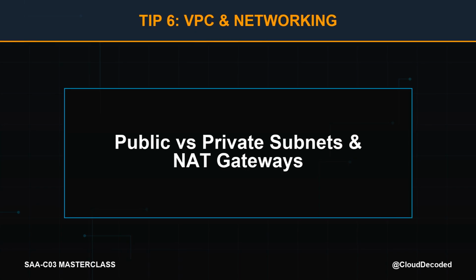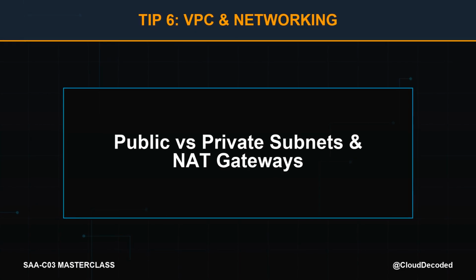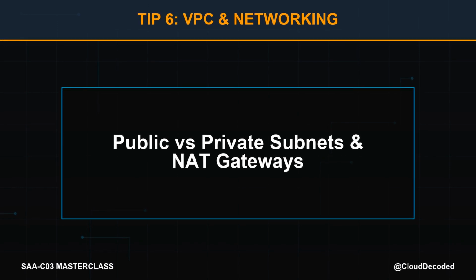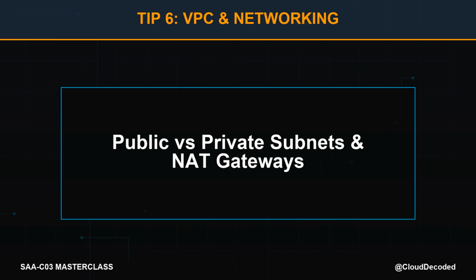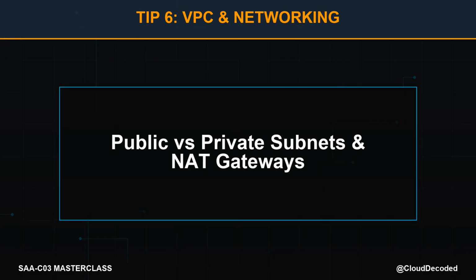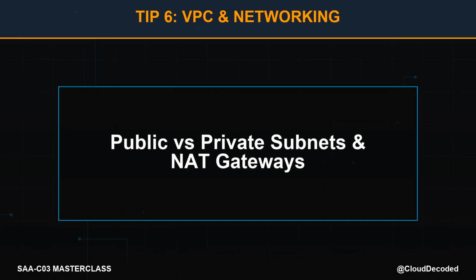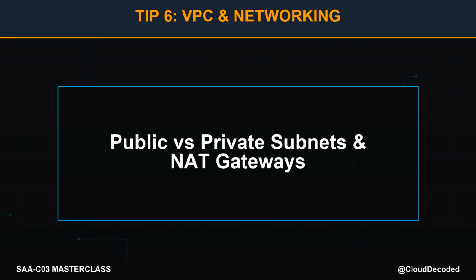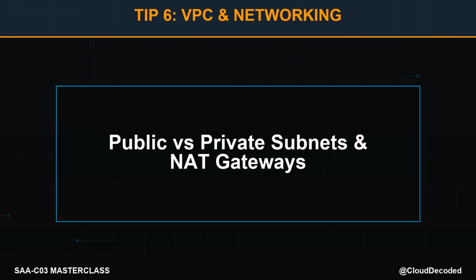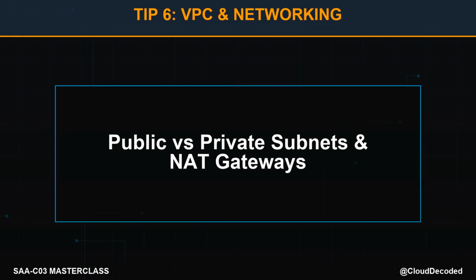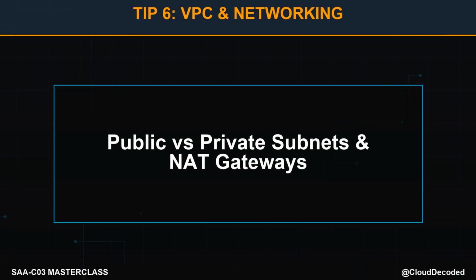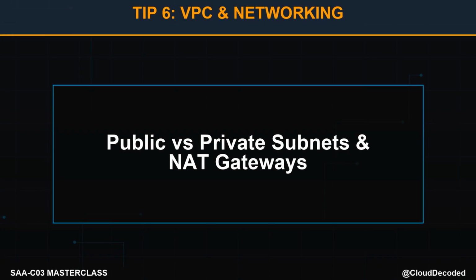Tip 5. VPC Foundations. Networking is where many students struggle. Understand the difference between public and private subnets. A public subnet has a route to an internet gateway. A private subnet does not. To get internet access for instances in a private subnet, you need a NAT gateway in a public subnet. Remember, NAT gateways are highly available across AZs, while NAT instances are legacy and not recommended.